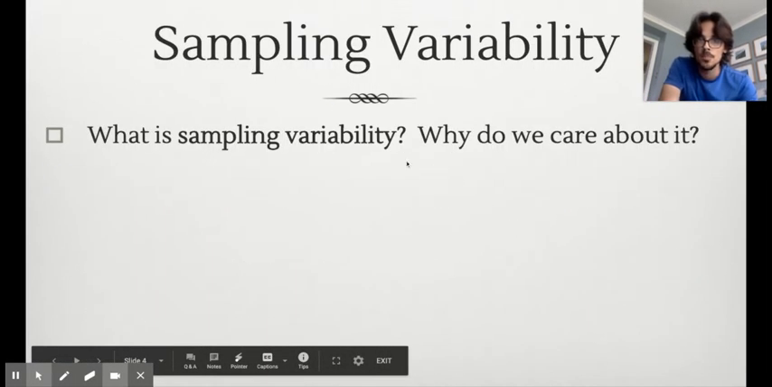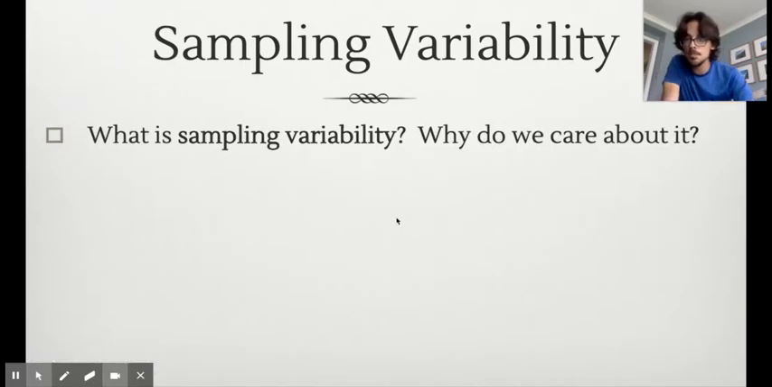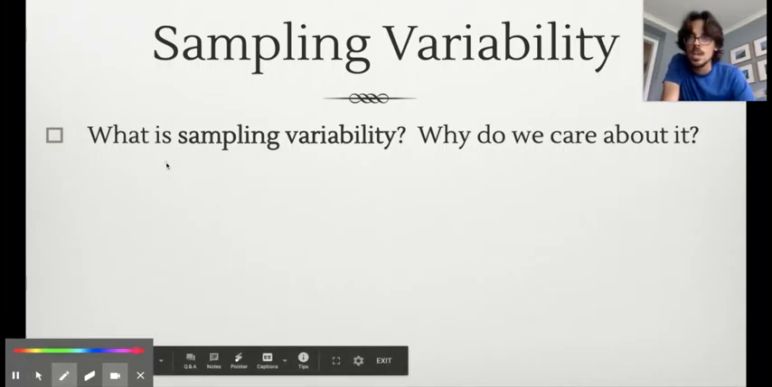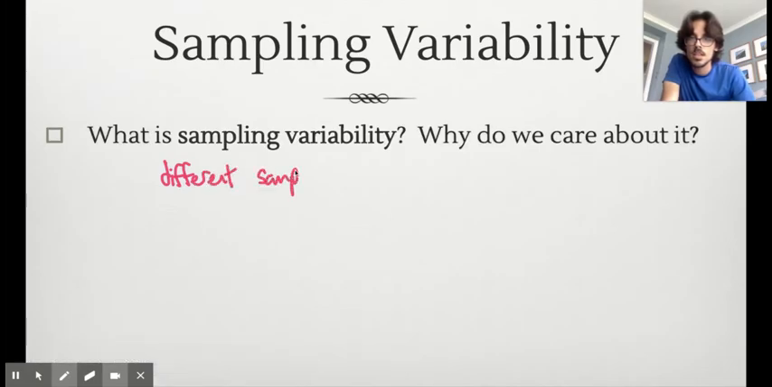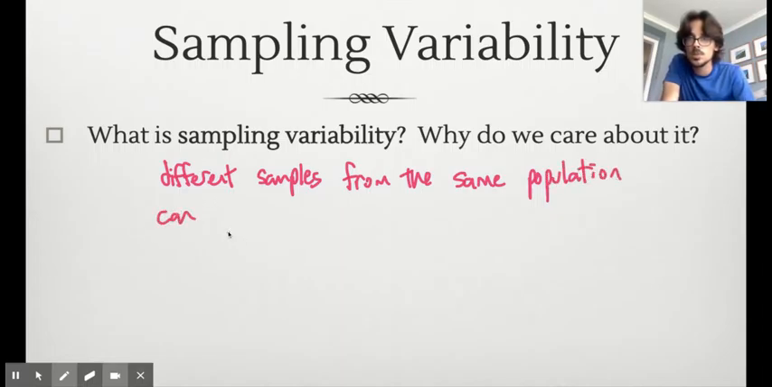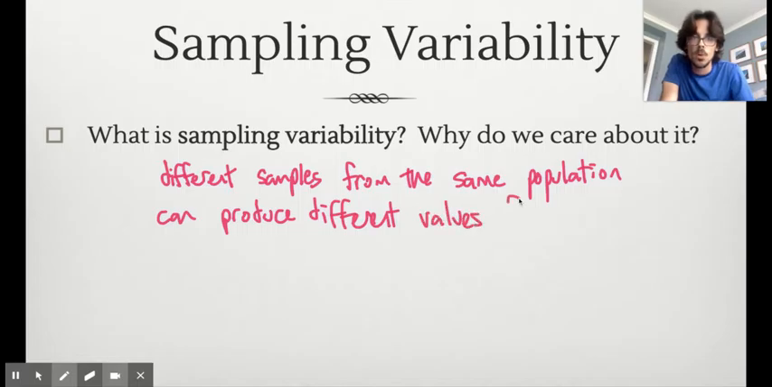Let's go ahead and move on and talk about the concept of sampling variability. The idea behind sampling variability is that different samples from the same population can produce different values for our statistic. So what does that mean?